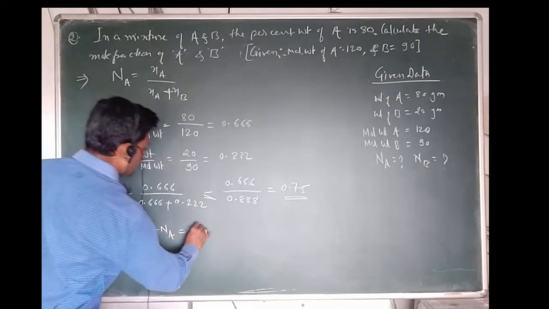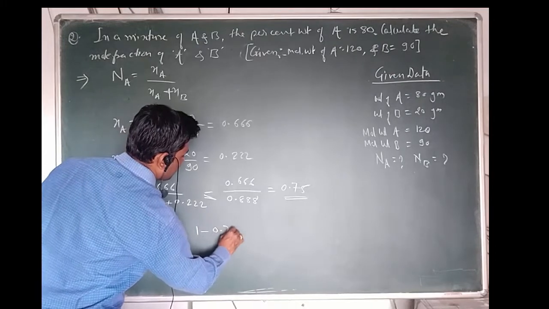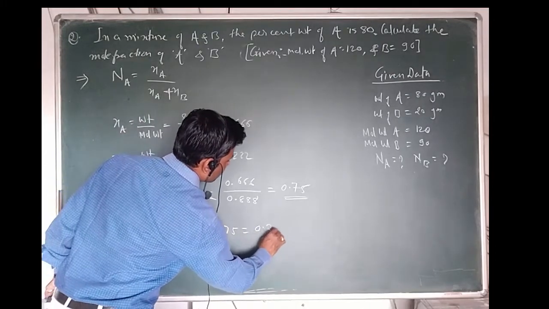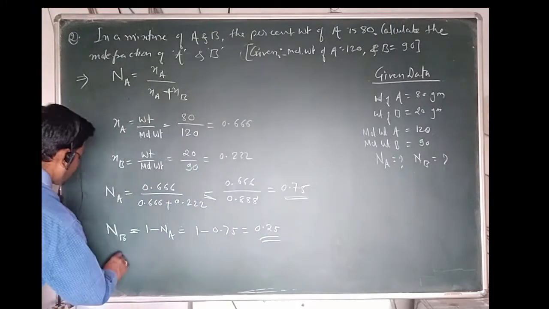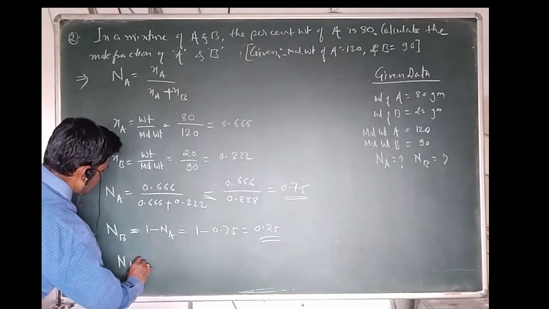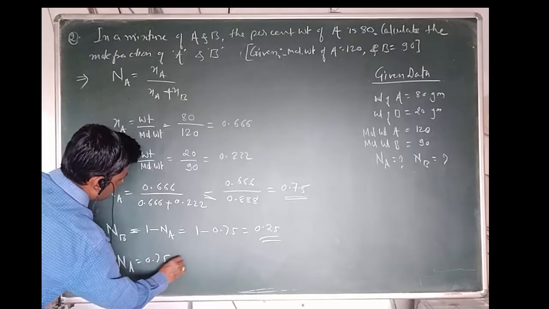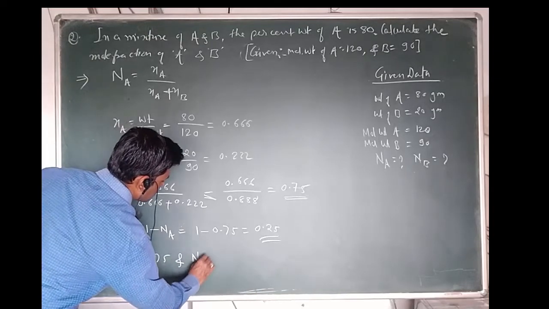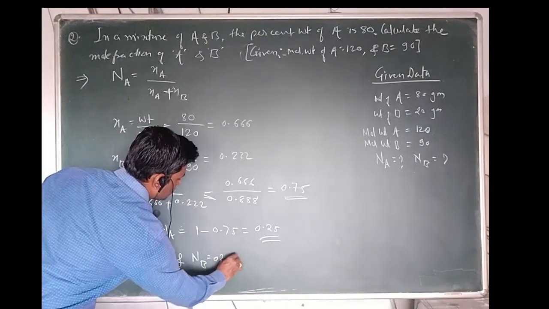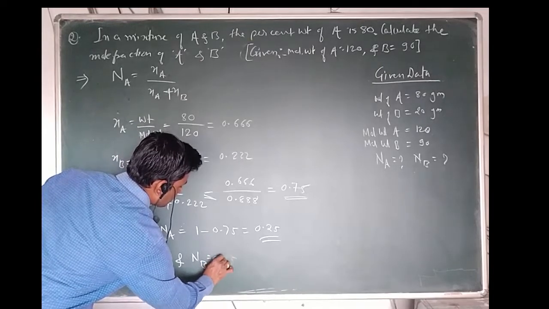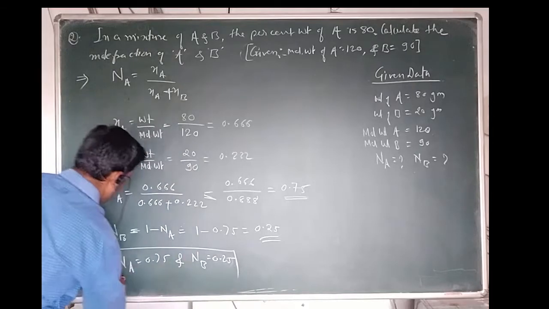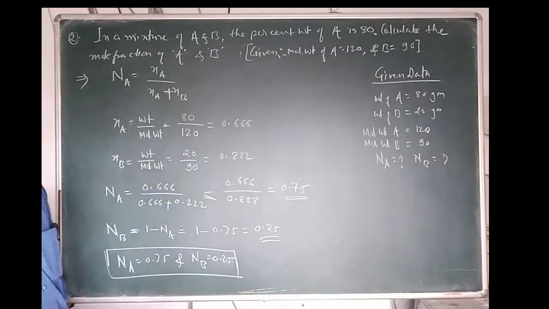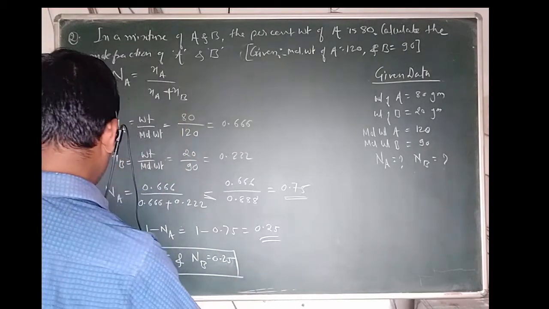So you will get the same 1 minus 0.75, which gives 0.25, the mole fraction of B. So Na equals 0.75 and Nb equals 0.25, which are the mole fractions of A and B. So that is how the mole fractions of A and B are calculated.